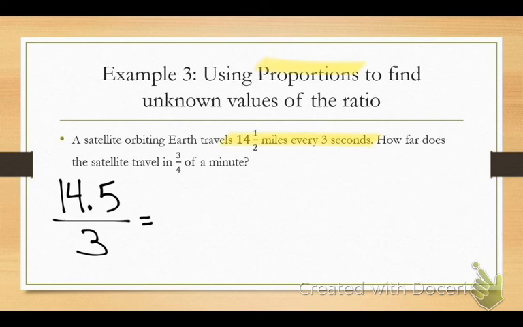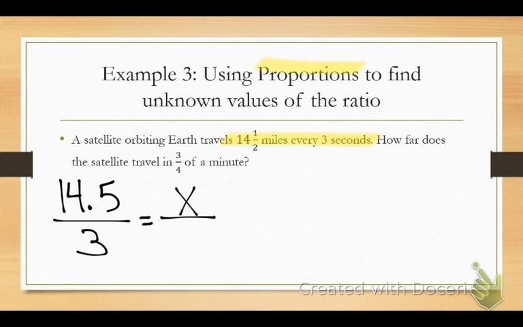So what I'm saying is 14.5 was miles, or distance. And 3 was time. So on the other side, it has to be distance over time. Now, if on the first ratio you had done time over distance, that's fine as long as the other side is time over distance. But it has to be the same quantity on both sides, top and bottom. Now, how far does the satellite travel? I don't know how far, so that's going to be my variable, and I'll just use X. You could use X, you could use D, it doesn't matter.